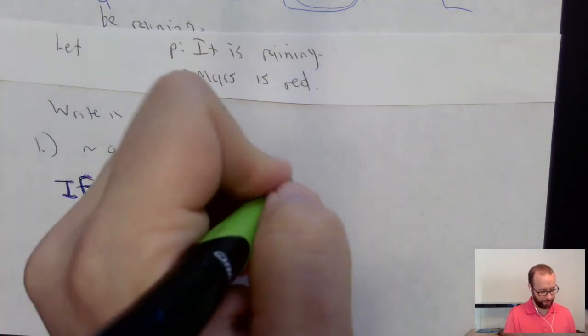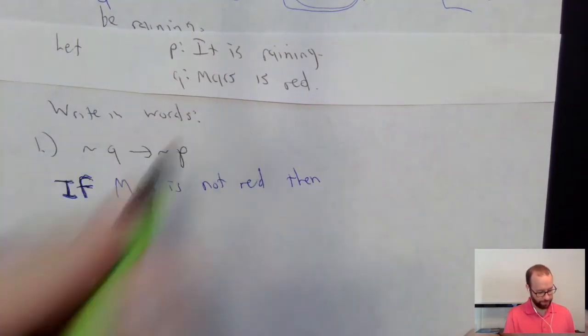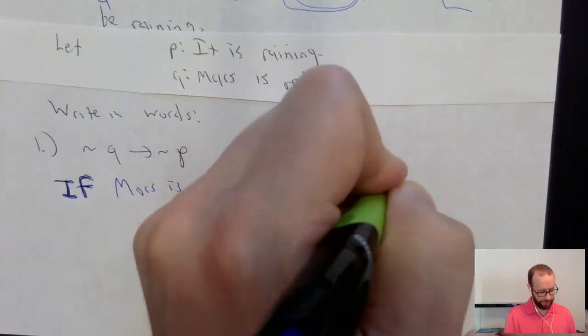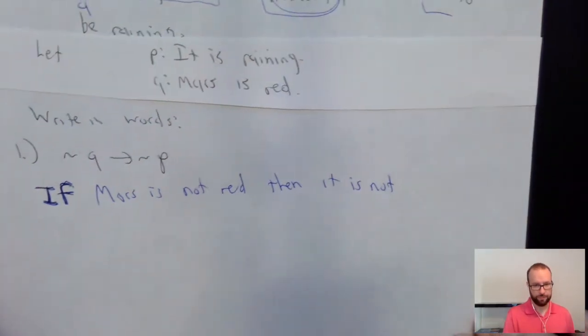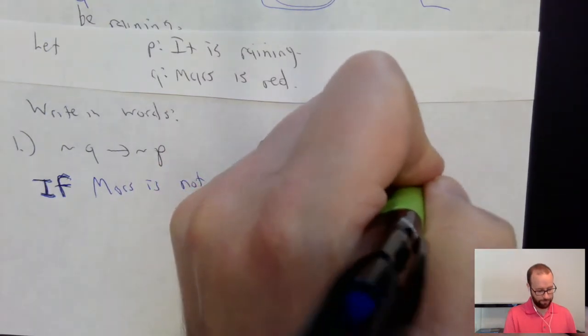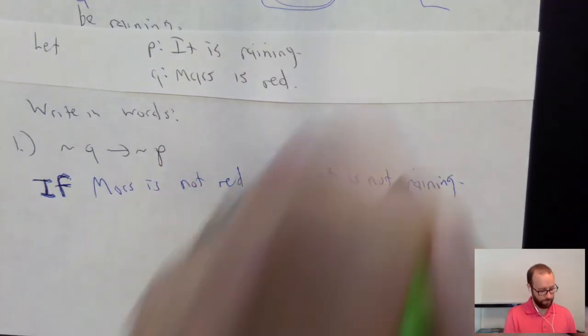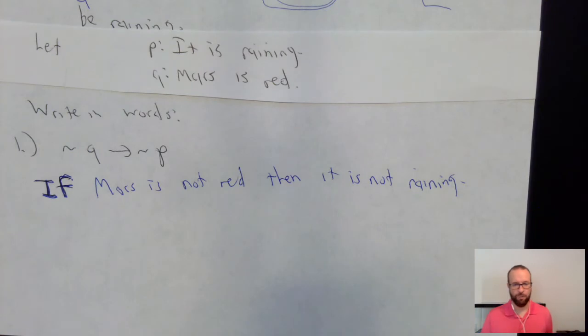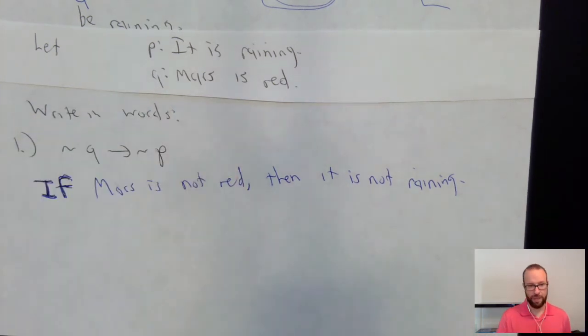and then I've got my arrow, so then not P, it is not raining. Okay, if Mars is not red, then it is not raining. Totally works for me. In an English class, you might lose a point because technically there should be a comma in a conditional. So if Mars is not red, comma, then it is not raining. Like I said, I'll take either one, but if you want to be grammatically correct, you should have a comma after red here.